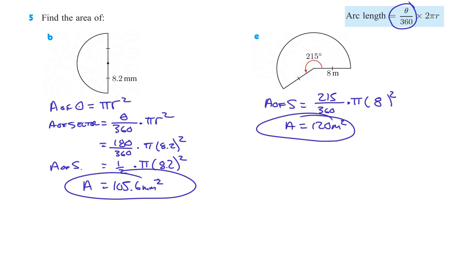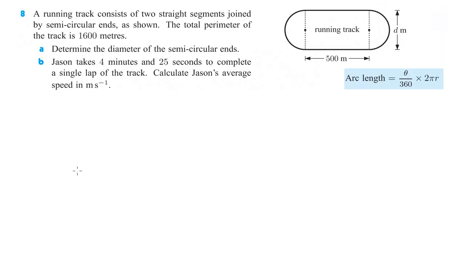Okay? All right, last one to take a look at, number 8. A running track consists of 2 straight segments, these here, joined by semicircular ends here. The total perimeter of the track is 1,600 meters. Determine the diameter of the semicircular ends. So basically they're saying, what is this length here?